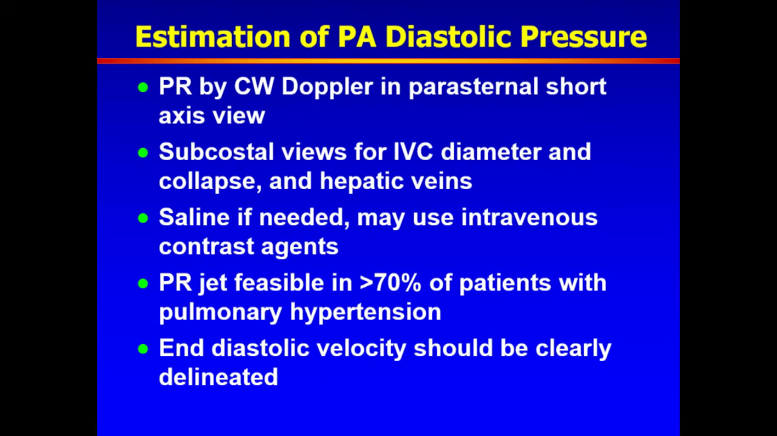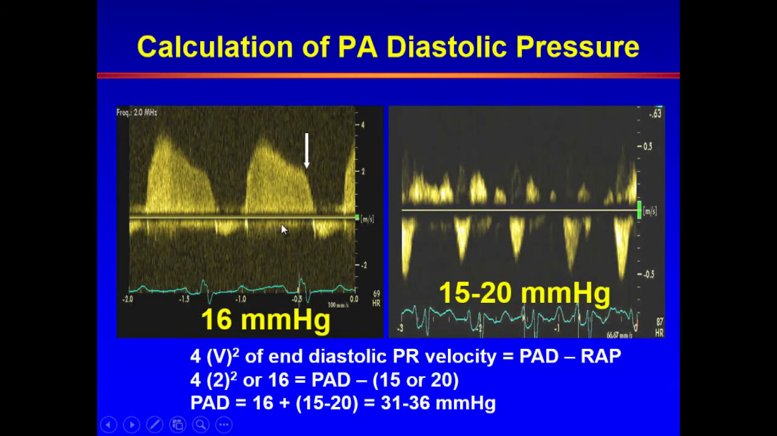How about PA diastolic pressure? We depend on that on the pulmonary regurgitation signal. We get it from multiple windows. We can use saline. Yield of PR is lower than the yield of TR. But again, in pulmonary hypertension, the yield is much higher, up to 70%. The velocity you are interested in is this end diastolic velocity. And we do the 4V squared and say this is the difference between the PA diastolic pressure and the RAP.